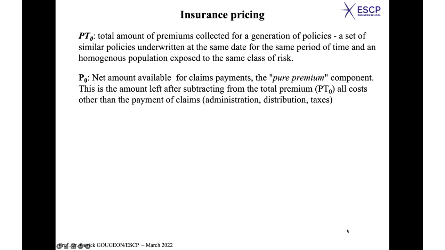It is what remains, and that will be kept as a reserve, as an insurance provision, to pay claims in the future. So I'm going to focus on P0. The calculation of P0 is a key element, because after that you just need to add your estimate of the admin and distribution cost to obtain PT0. The tricky issue is to determine P0. So here you have a definition: P0 equals PT0 minus administration, commercial cost, and taxes.